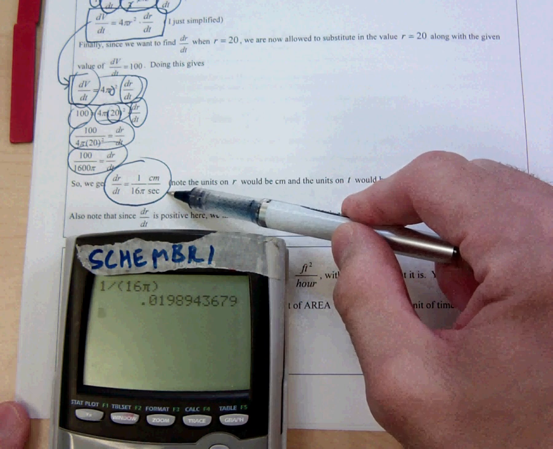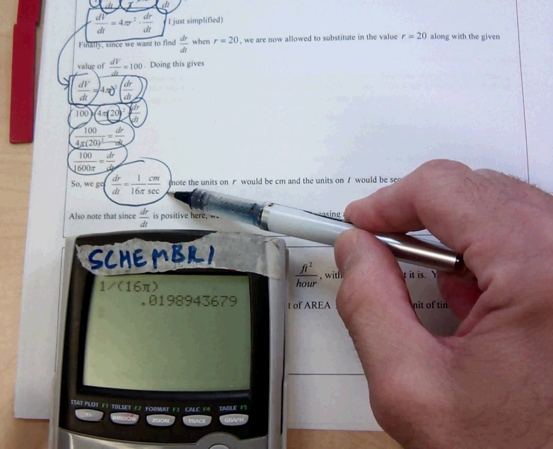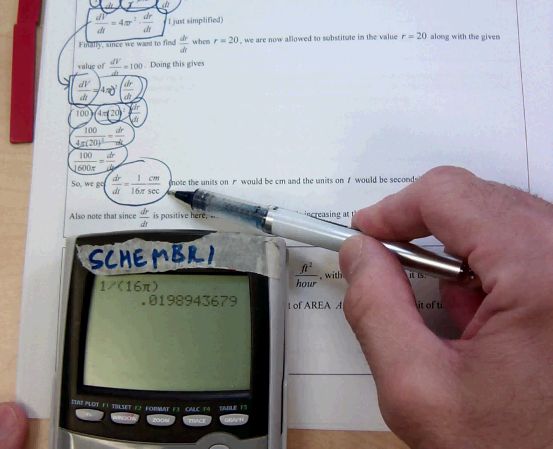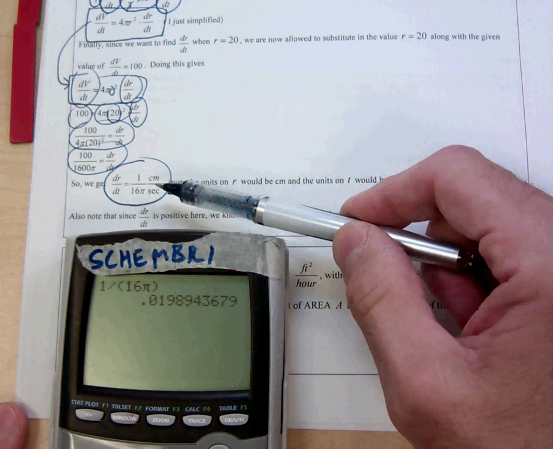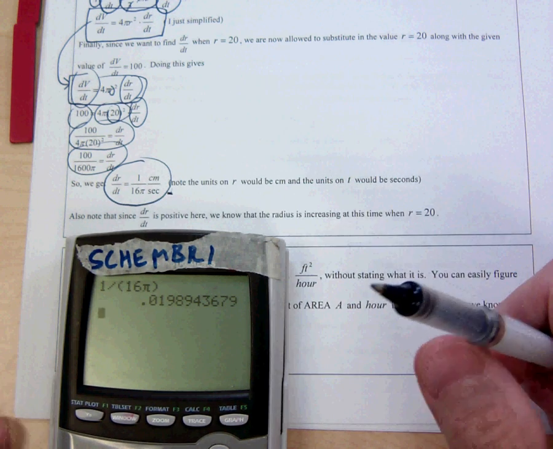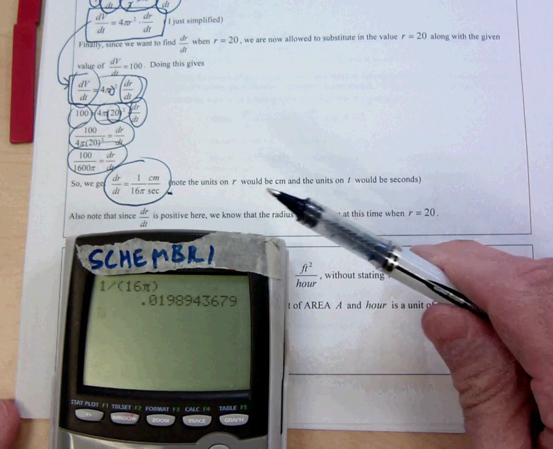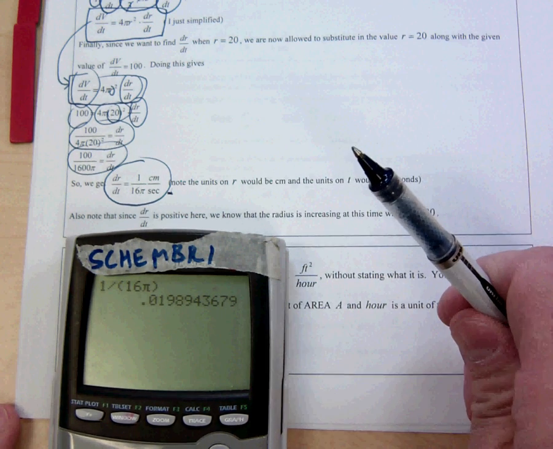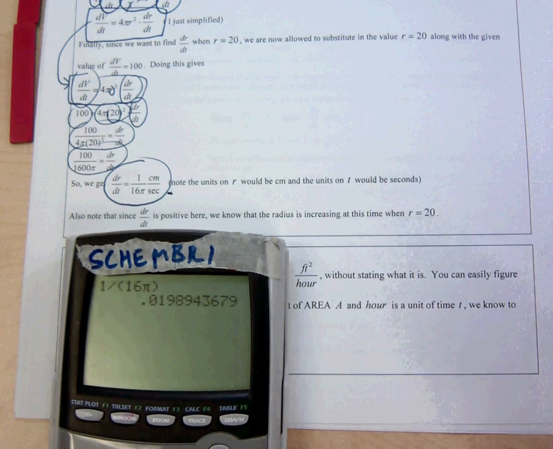Is that clear? Yes? All right, what is the meaning of the fact that it turned out to be a positive rate of change instead of a negative answer? That means r is what? Increasing at that moment in time, which it clearly is, right? Okay, so pay attention to all the details. Make sure you understand where everything's coming from.